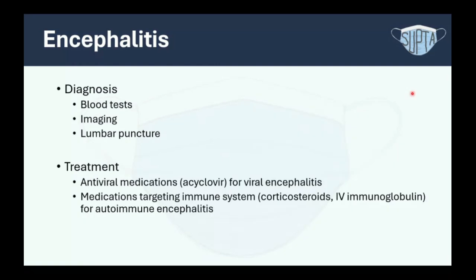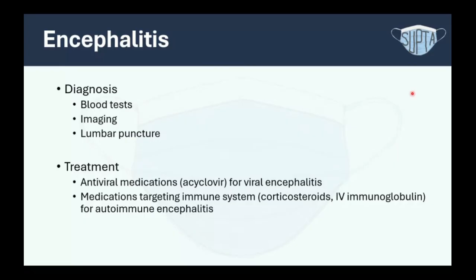So diagnosis, again, similar: blood test, imaging, but lumbar puncture is probably the most important one there as well. And then for treatment, you can get antiviral medications. Acyclovir is the main one you go to for viral encephalitis. And they can also have some medication targeting the immune system for autoimmune encephalitis. That can be corticosteroids or IV immunoglobulin. So those are the main treatment things.